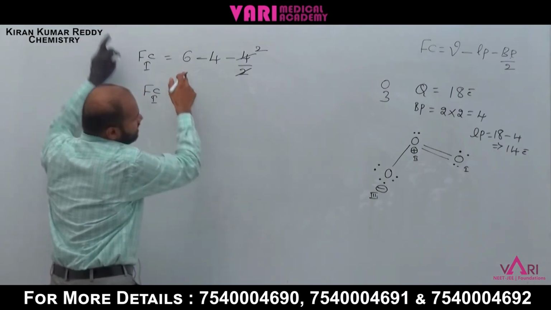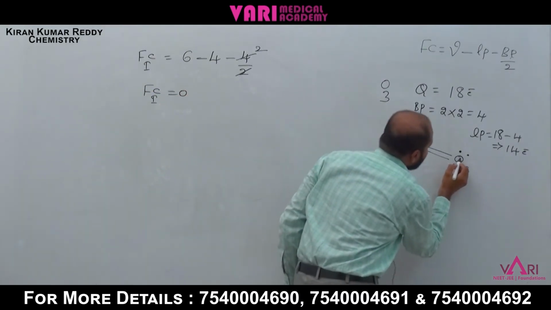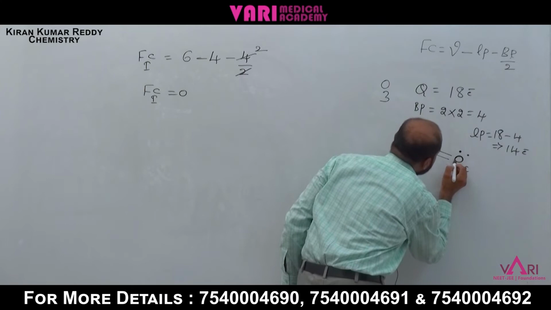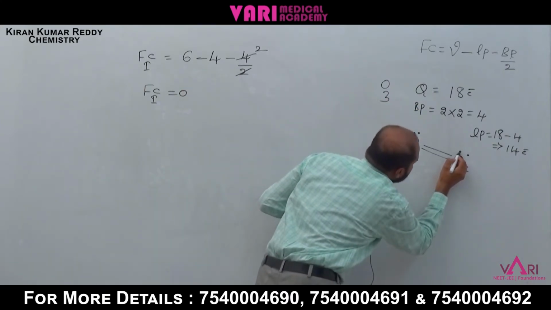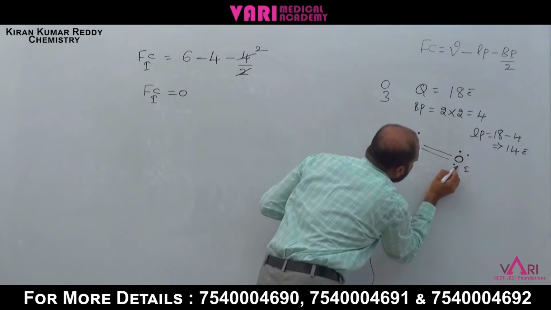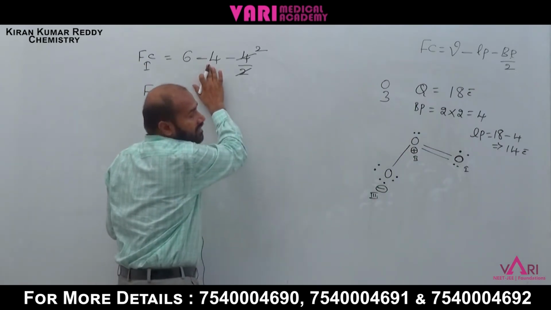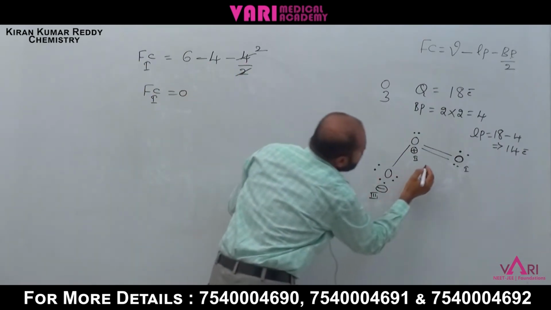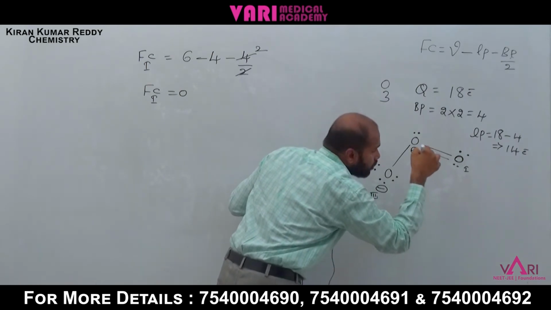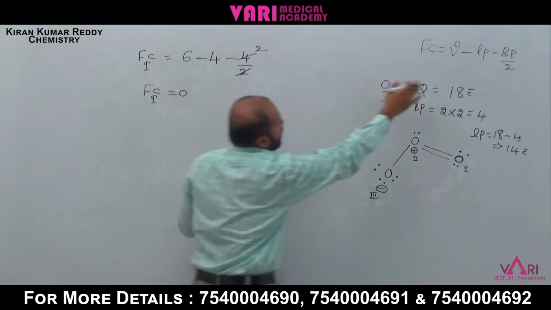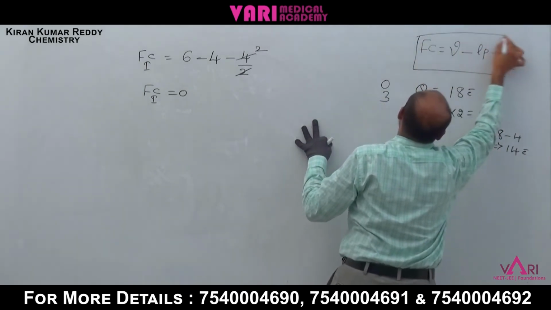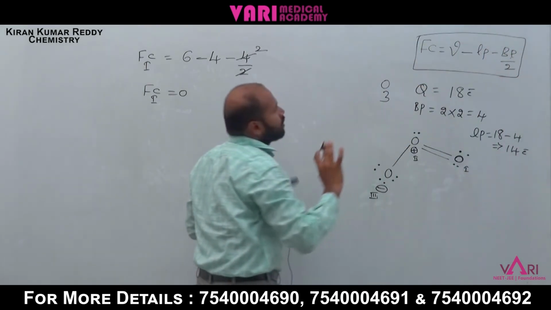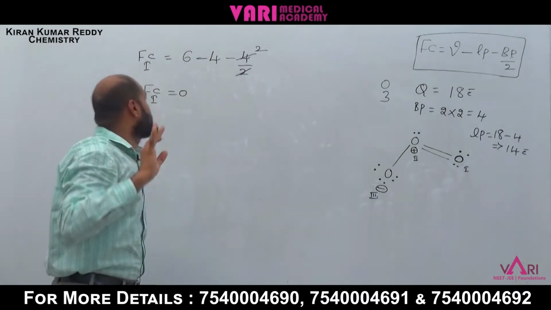Why is it 6? This is the valency electrons. The valency electrons of this oxygen atom is 6. Why 4 lone pairs? Here there are 1, 2, 3, 4 lone pairs. That's why 4 lone pairs. Why 4? Number of bonds 1, 2, 2 into 2 is 4. 4 by 2. This is the formula. You have to remember it. Formal charge is equal to valency electrons minus lone pairs minus bond pairs by 2.